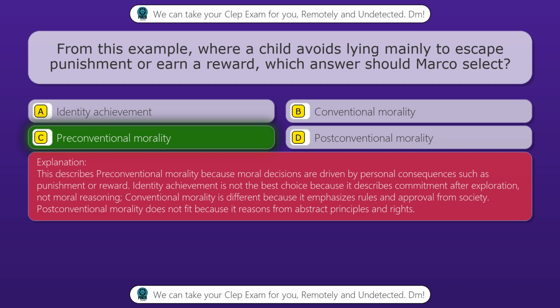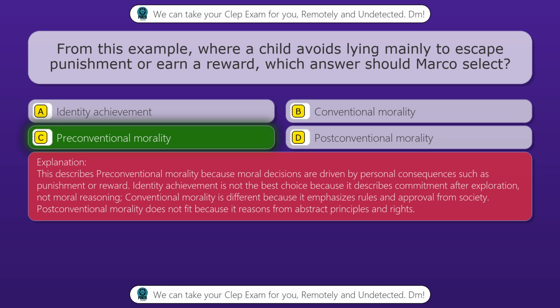This describes pre-conventional morality because moral decisions are driven by personal consequences such as punishment or reward. Identity achievement is not the best choice because it describes commitment after exploration, not moral reasoning. Conventional morality is different because it emphasizes rules and approval from society.